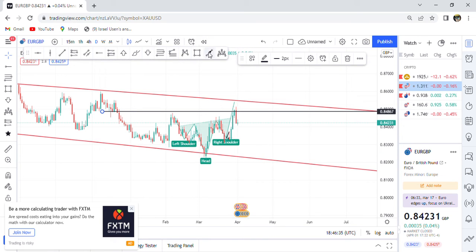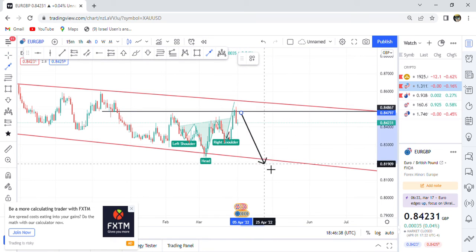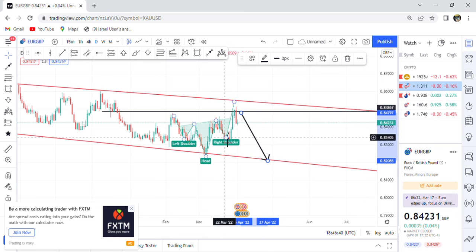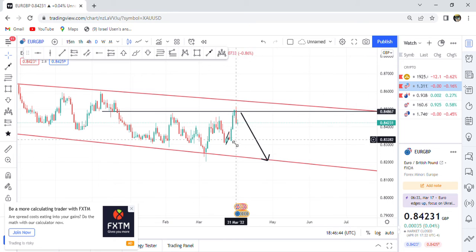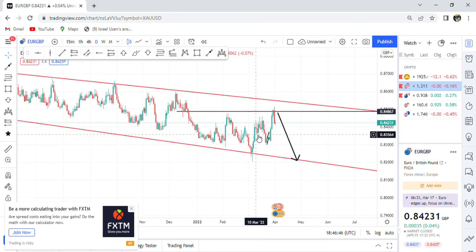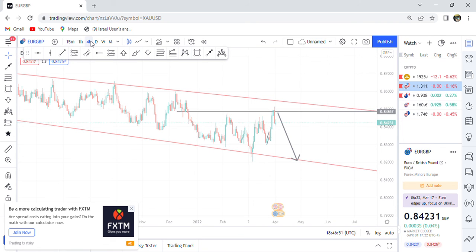I'm expecting price to push to the downside coming this new week. Price will be pushing, and I'll look for a strategic position in the lower time frame to take my trade. So this week I'm taking sells on Euro GBP. That's what I've been taking this week. Go over to the 4 hour to confirm our confluences.